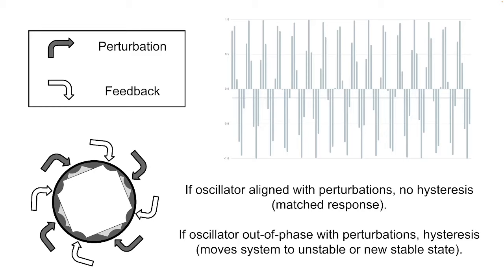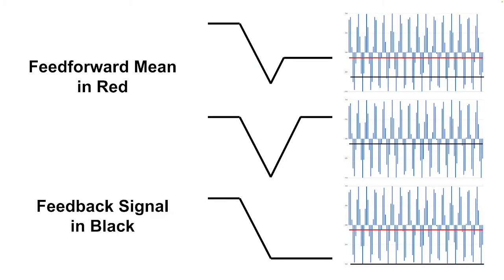We have perturbation and feedback, so we have constant information coming into the system, both perturbationally and in terms of feedback. And so this, again, leads to this distribution, but it also gives us this gauge for hysteresis and what might constitute a hysteretic response. So if the oscillator aligns with perturbations, there's no hysteresis, and this is what we call a matched response. However, if the oscillator is out of phase with perturbations, hysteresis can move the system to an unstable or a newly stable state. So now we can look at the effects of feed-forward and feedback mechanisms on hysteresis.